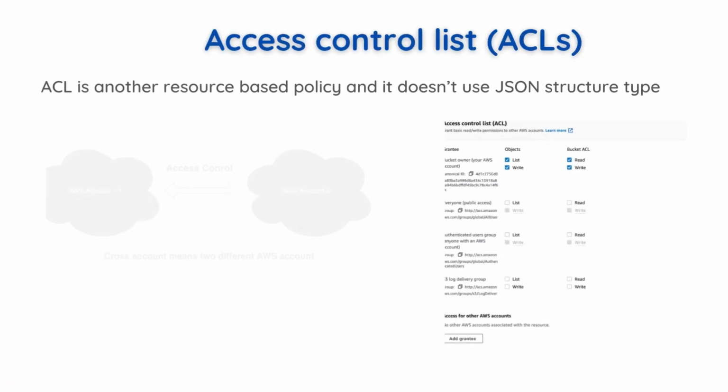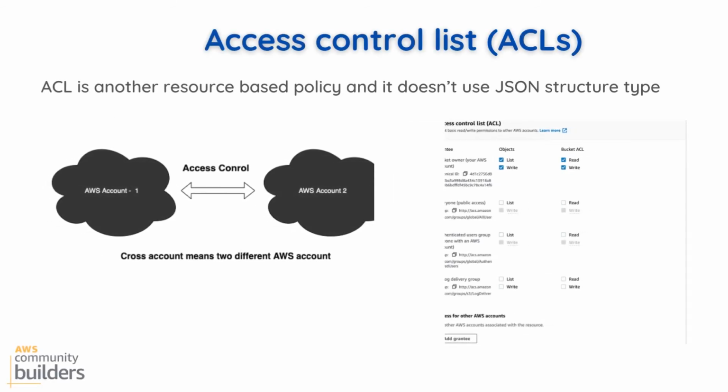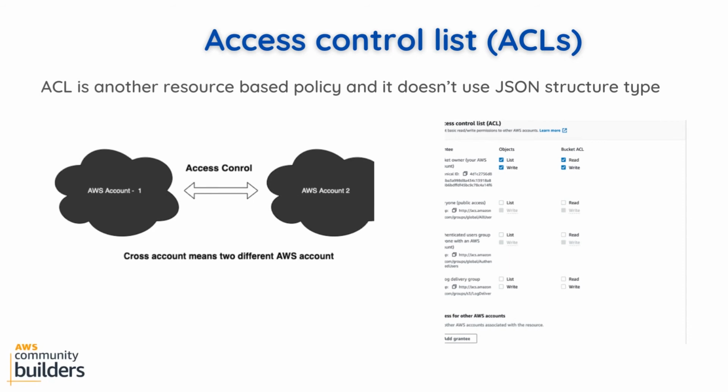ACL is another resource-based policy and it doesn't use the JSON structure type. ACLs are cross-account, between 2 different AWS accounts which might belong to the same company or different companies. It is a policy that grants permission to a specific principal. For example, if 2 companies are doing business together as an integration, and one company wants to upload a file to another company's account, then ACL comes into the picture to enable that access.